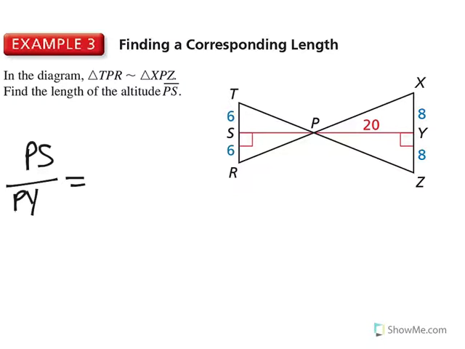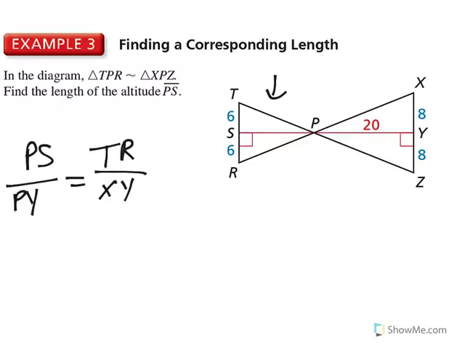So if we did PS, that's the triangle on the left, we need to pick another side of that triangle. So we could do TR, we could do TS, one of the side lengths that we know. So let's do TR, let's just do the whole thing. So I would do TR in comparison to my other side, the whole length, which would be XY.